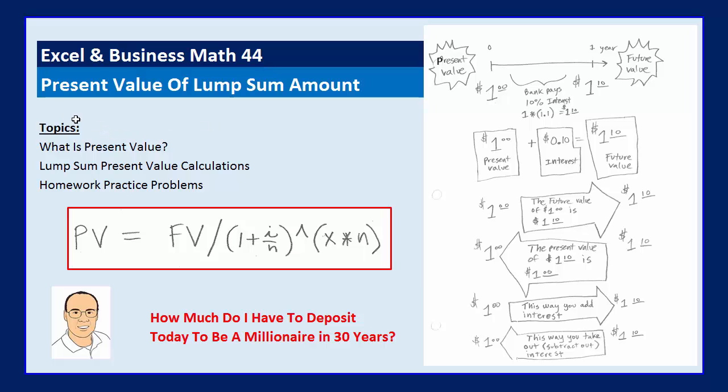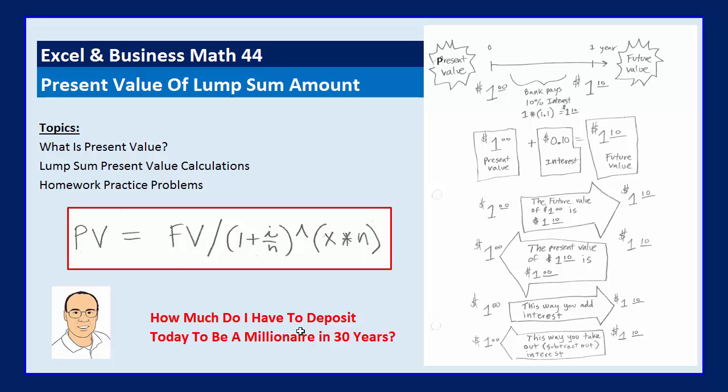Hey, in this video, we got to talk about present value of a lump sum amount. Now, what in the world does that mean? Well, being able to calculate with this formula, the present value of a lump sum, will allow us to answer this question. How much do I need to deposit today to be a millionaire in 30 years?